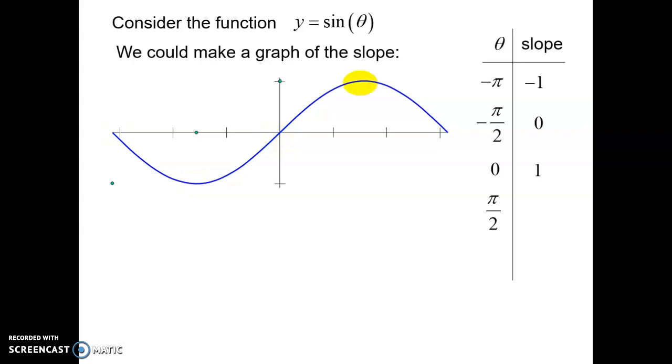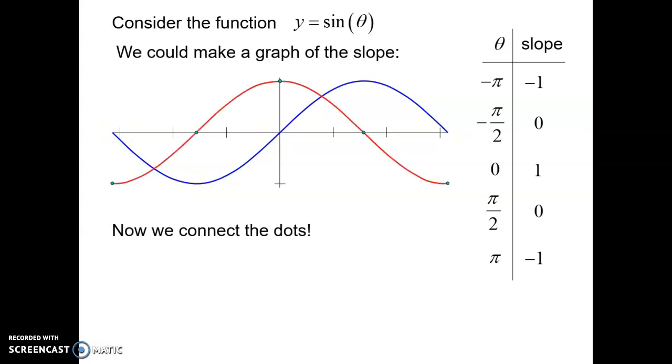Then I'd look at pi on 2. Again, we have a horizontal tangent line here, so the slope of the curve will be 0, and I would plot the point pi on 2, 0. And then lastly, at positive pi, the slope looks like it is a -1 slope, so I would plot the point pi, -1. And then if I connect my dots, here would be a graph of the derivative of the sine function.